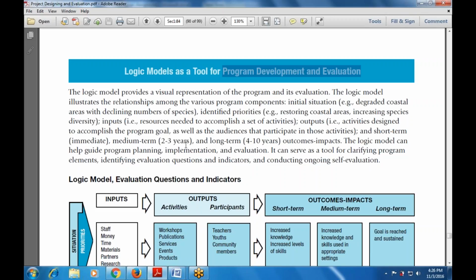So what are the short-term impacts, what are the medium-term impacts, and what are the long-term outcome impacts? The logic model can also help to guide program planning, implementation, and evaluation. What is the program implementation, what is the planning, and what is the evaluation? It can also serve as a tool for clarifying the program elements, identifying the evaluation techniques, the evaluation questions and the indicators, and conducting ongoing self-evaluation. What is ongoing self-evaluation? How is it carried out with the data, and how is it used with self-evaluation?